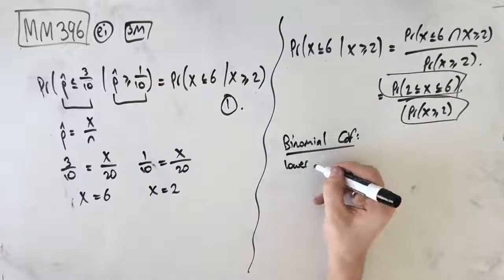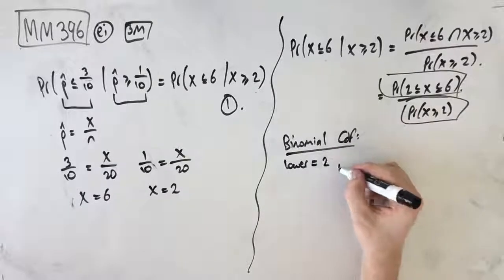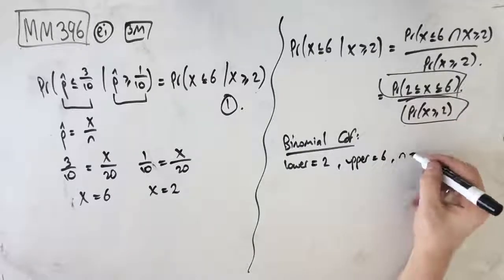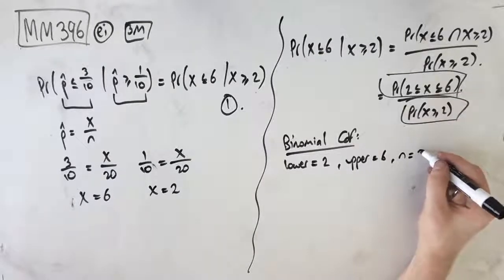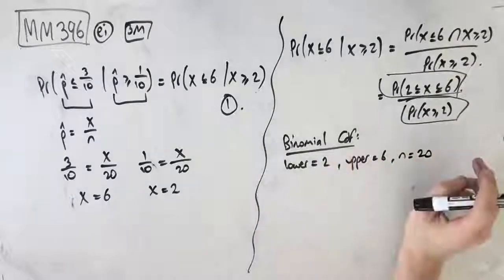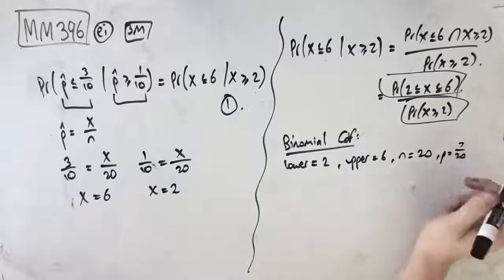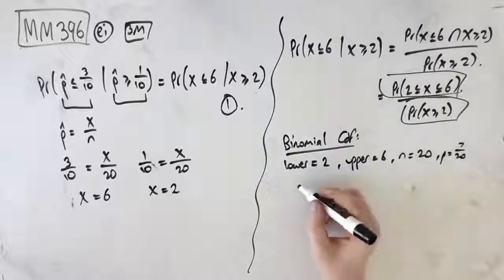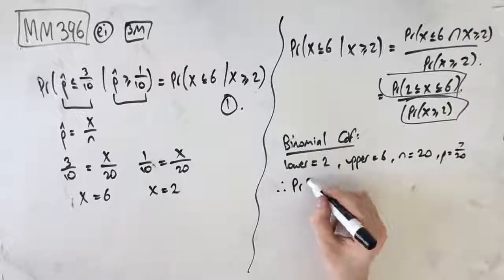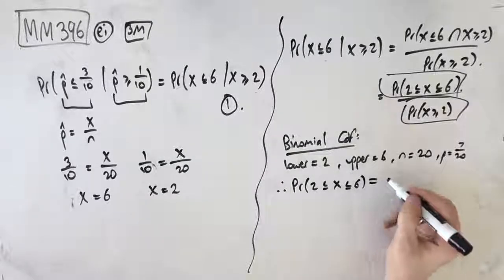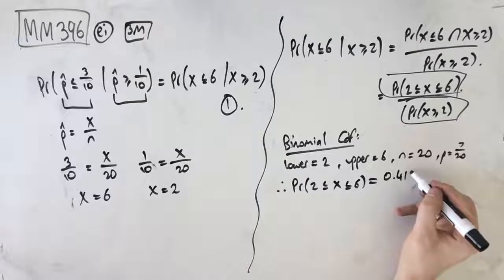Our lower is 2, upper is 6, n again is 20, because we've done the first 20 attempts, and p again is 7 on 20, because he still has that same probability to get each one right. So therefore, the probability that x is between 2 and 6 is equal to 0.4145.